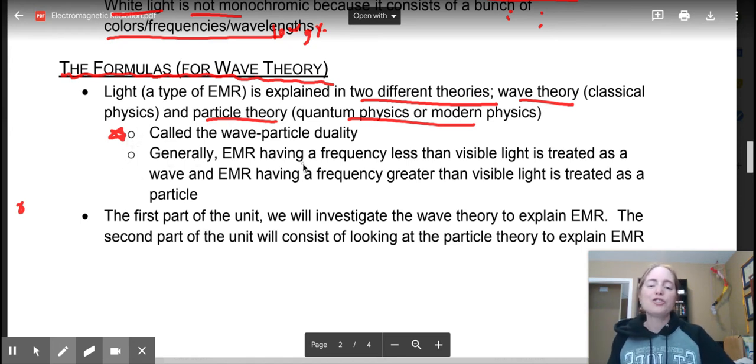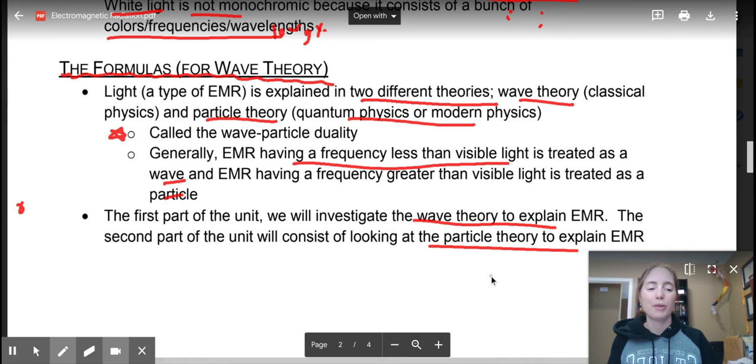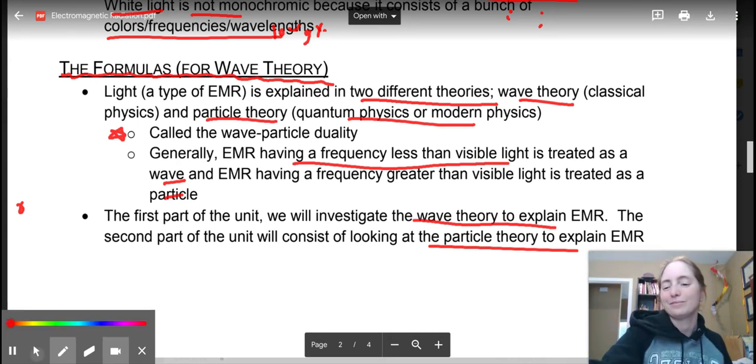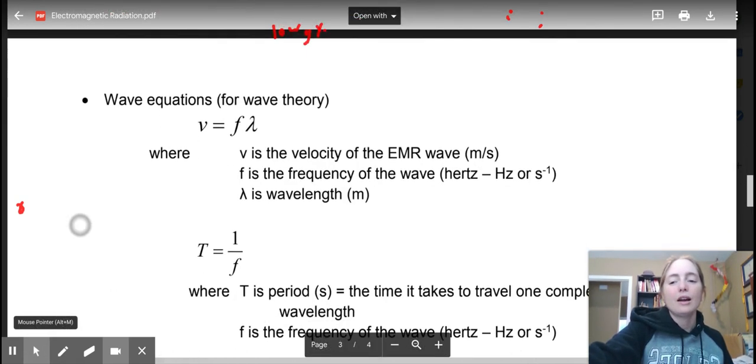So in general, once again, I'm never going to say always, or very, very rarely going to say always. Low frequency is going to be treated as a wave, and high frequency is going to be treated as a particle for the most part. Okay, so the first part, we're going to talk about wave theory, and the second part of the unit, we're going to look at particle theory. Sounds good? All right.